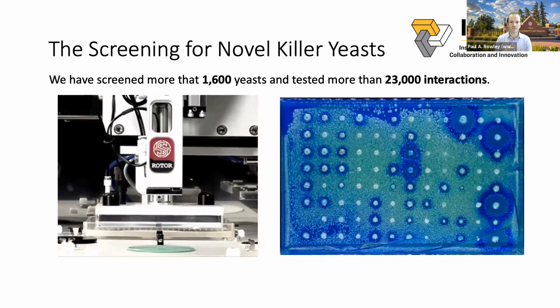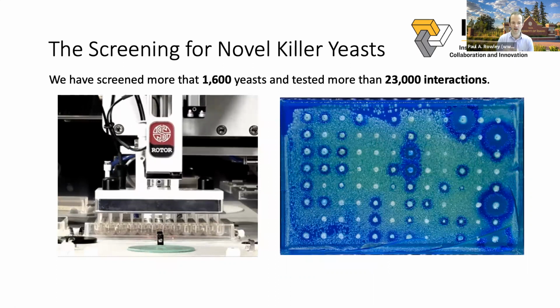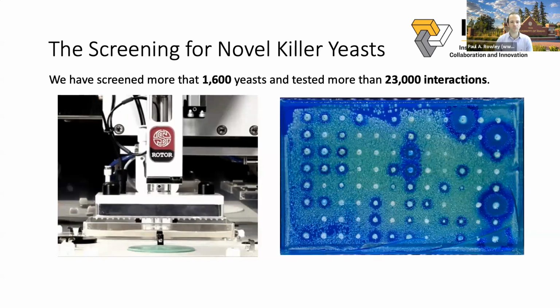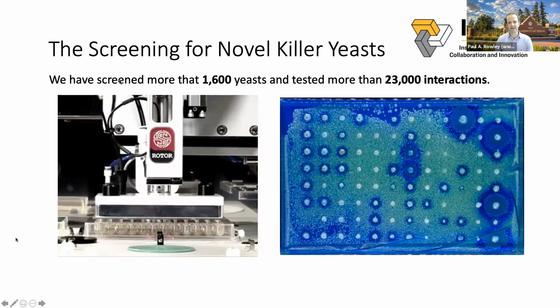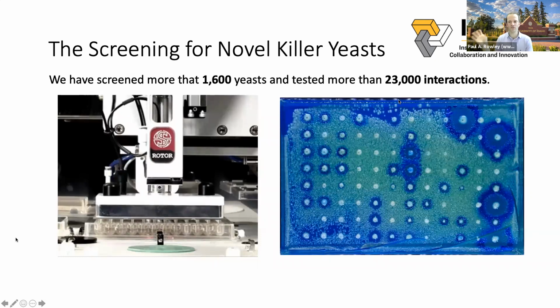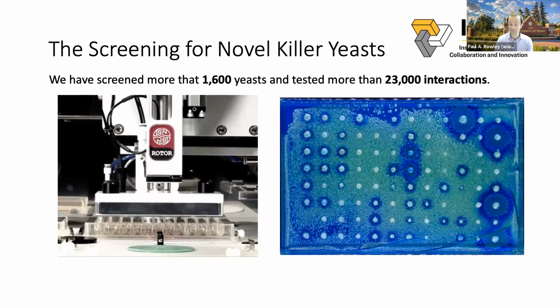Again, it's been a game changer in terms of the throughput of the assays that we can do, because this machine will print from liquid to solid, solid to liquid, liquid to liquid, solid to solid. It'll do anything we want. And for that, I think even this number is out of date right now, 1,600 yeast. I think we've tested more than 23,000 interactions to look for novel killer yeasts.